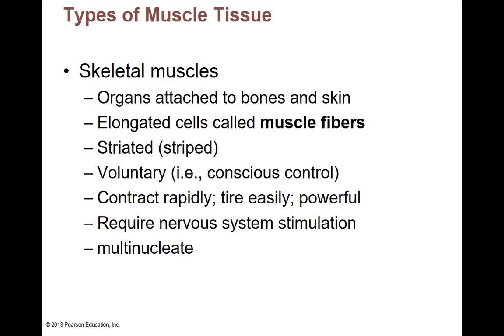Also, because they are really, really long, they have lots of nuclei. Instead of just one nucleus right in the middle of a cell, as in most of the cells we've looked at, we had a whole lab on it, you should just have one nucleus. Skeletal muscles are so long, they have lots of nuclei, and they hang around along the edges instead of in the middle.